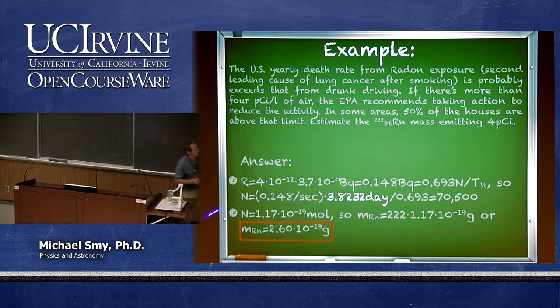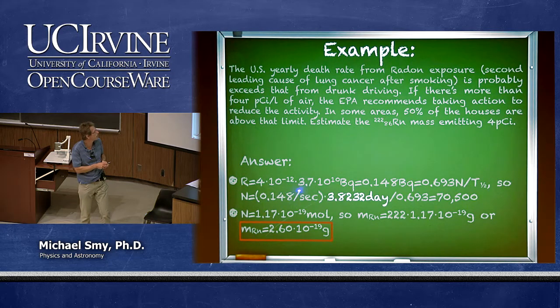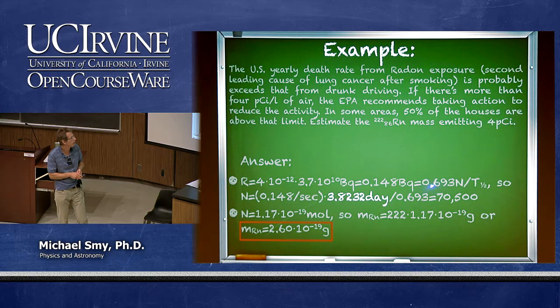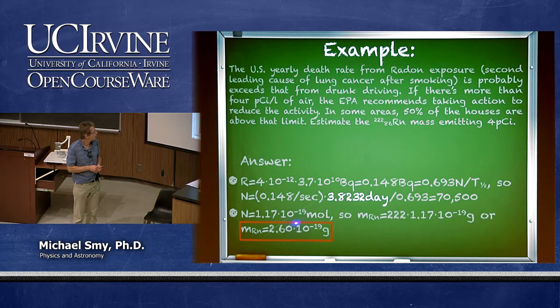So 4 picocurie is 4 times 10 to the minus 12 curie. And this is the conversion to becquerel: 4 times 10 to the minus 12 times 3.7 times 10 to the 10 becquerel, or 0.148 becquerel. We can set that in relation to the number of nuclei using the factor 0.693 and the half-life, which is 3.8232 days. And that leaves us with about 70,500 nuclei. We can calculate how many moles that is by dividing out Avogadro's number. So this is 1.17 times 10 to the minus 19 mole. Since we know that radon has 222 grams per mole, we can calculate the amount in grams, and it's only 2.6 times 10 to the minus 19 grams.